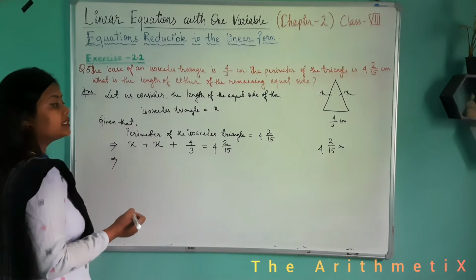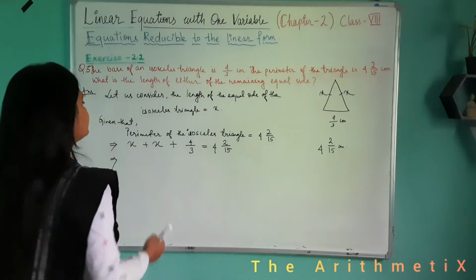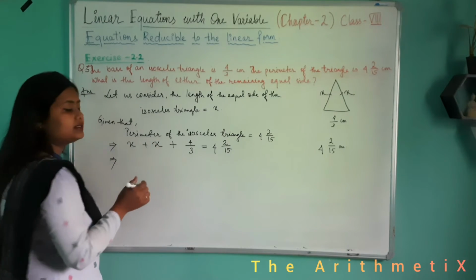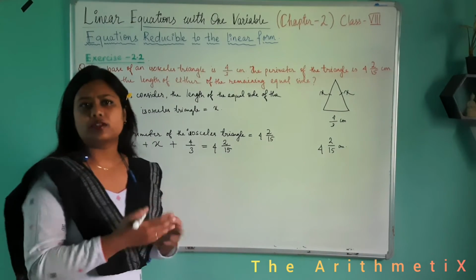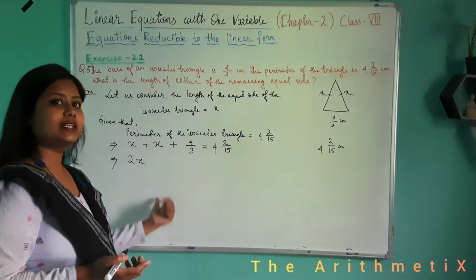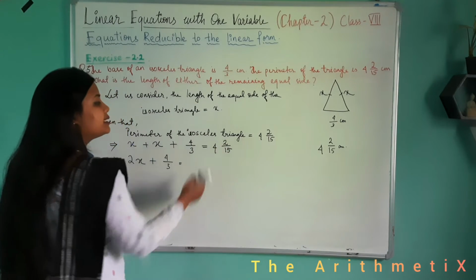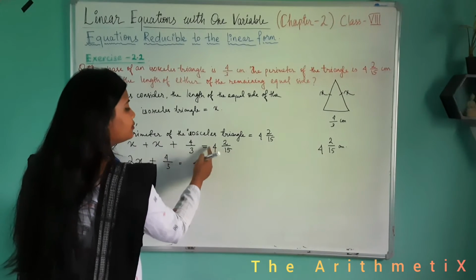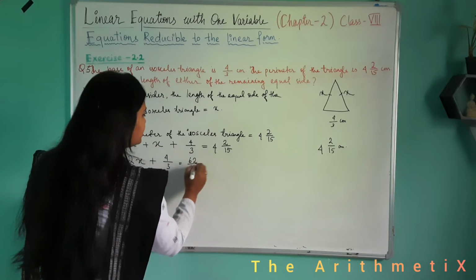Now let us solve the equation. The equation has been framed. Let us solve it in order to find the value of x. On the LHS, we have x plus x, that is 2x. When we add two objects, like one bottle plus one bottle, that will be 2 bottles, right? So x plus x is similarly 2x, plus 4 upon 3. Let us convert the mixed fraction into an improper fraction in order to solve. 4 fifteens are 60, plus 2 is 62. This is 62 divided by 15.